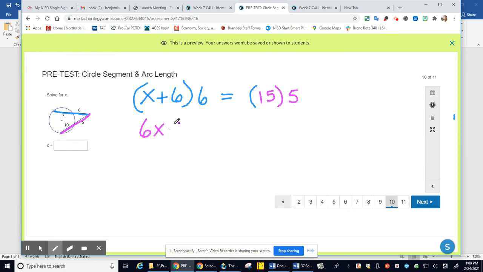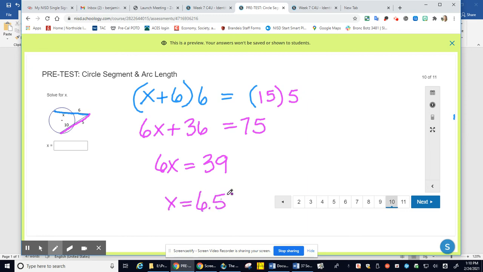Okay, so doing some distribution, 6x plus 36 equals 75. 75 minus 36 is 39. And when I divide 39 by 6, I get 6.5. So that is the length of this part of my chord, has to be 6.5 units long.